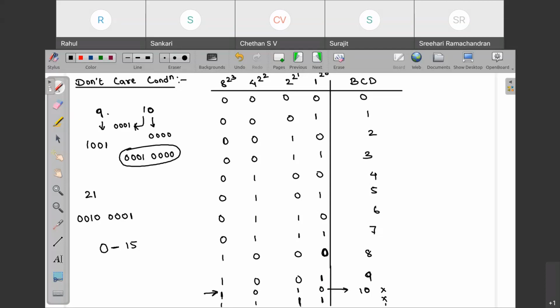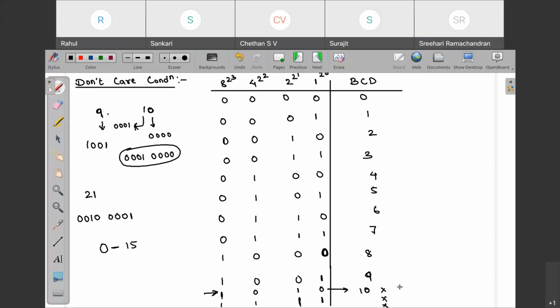invalid. So for invalid conditions, it doesn't matter if I take it as 0 or 1. While minimizing the expression, I can assume it to be either 0 or 1, depending on whether I am minimizing a SOP expression or a POS expression. If I am minimizing a SOP expression, it will have values 1. If I am minimizing a POS expression, it can take zeros. But later on I am going to tell that.